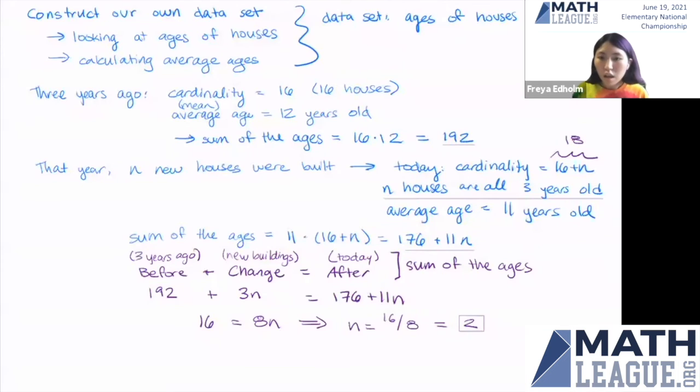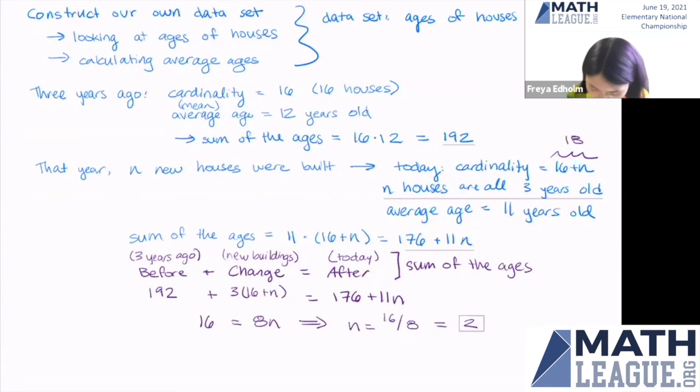Objection! A lot of people say they got 8 as the answer. In fact, Parth says that 2 can't be the right answer because the 16 houses have also aged 3 years. Oh, good point. Thank you, Parth. You bring up a really good point. 2 is not quite correct because the 16 houses have aged 3 years. Woo! That was close. So our change is not just 3n. The change is actually going to be 3 times 16 plus n. Let's go fix this.